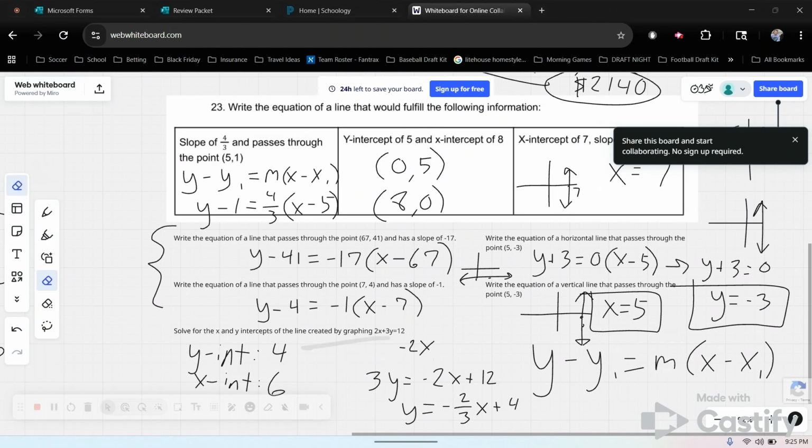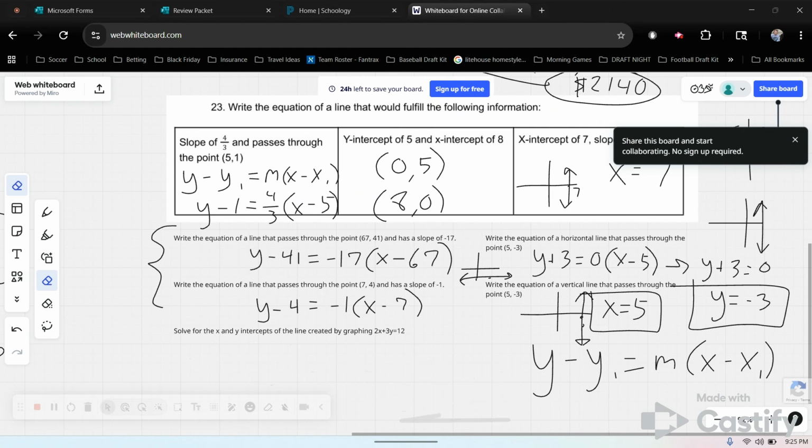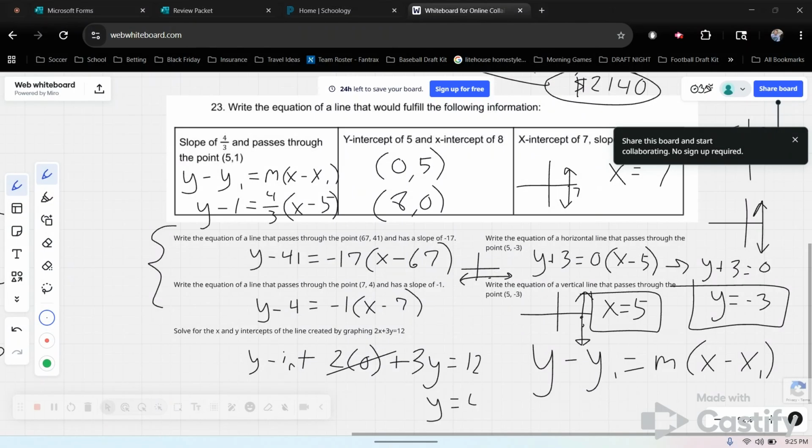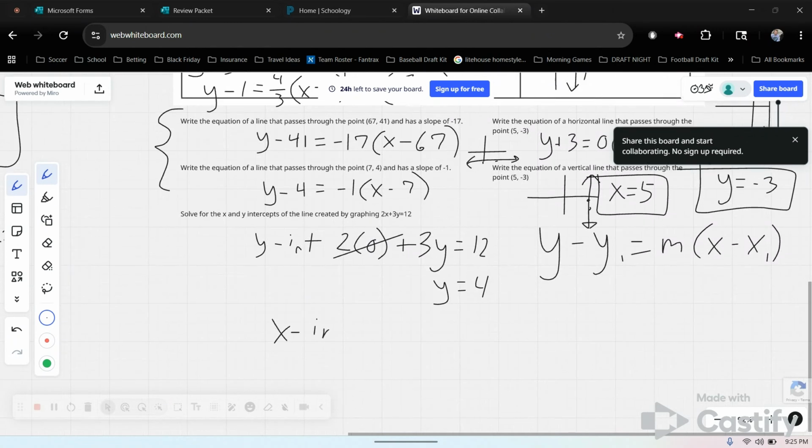So you could say, oh, I know if it's the y-intercept that the x value is 0. So then 3y is 12 because 2 times 0 is 0. So then the y-intercept is 4. And then you could do the same thing for the x-intercept. You could say, oh, I know for the x-intercept that the y value is 0. So then you just divide by 2, and the x value is 6.